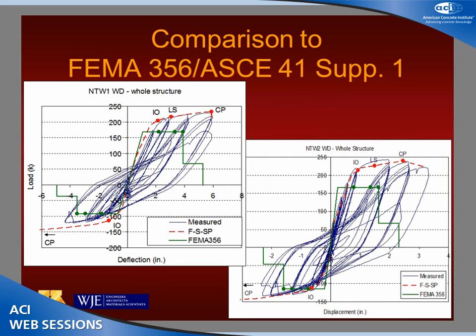We also compared to the existing simplified models. So if we compare the red lines being the FSSP model that I developed, the green being FEMA 356 updated to ASCE 41, you can see the FEMA 356 model neglects your strain hardening. It's generally too stiff in the pre-yield region because it's neglecting everything except flexure. And it's very conservative, which the developers of that model intended to be very conservative.